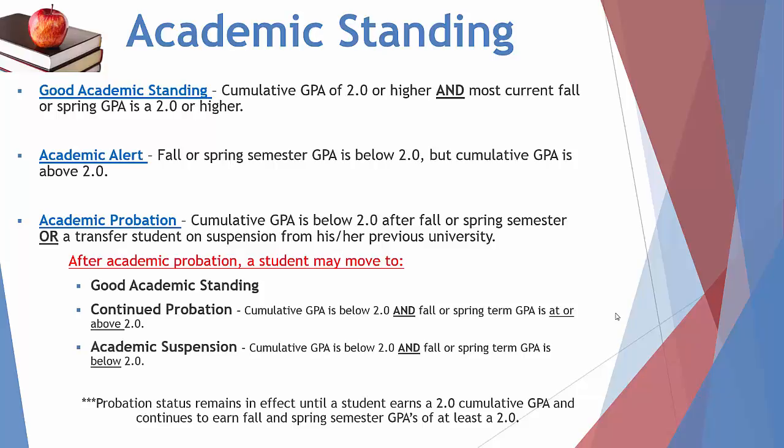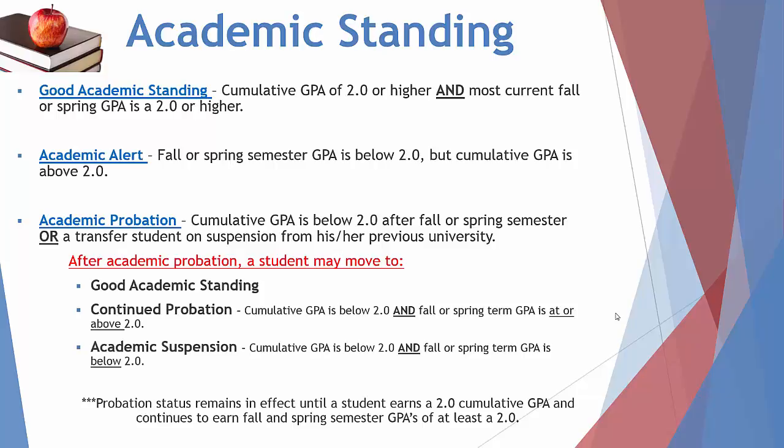NCTC has a number of different statuses to reflect a student's current academic standing. All of these take into account a student's semester and cumulative GPA. A student may find him or herself in good academic standing, on academic alert, on academic probation, on continued probation, or on academic suspension. Good academic standing entails a cumulative GPA of 2.0 or higher and a most current fall or spring GPA of also a 2.0 or higher. Academic alert means a fall or spring semester GPA is below 2.0, but the cumulative GPA is still above 2.0.